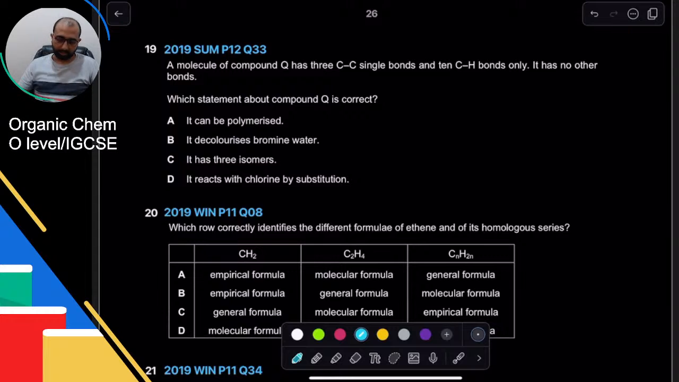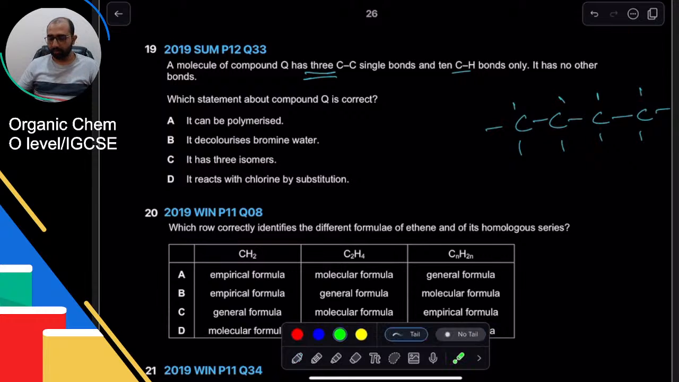Alright, let's move on. A molecule of compound Q has 3 carbon-carbon single bonds and 10 carbon-hydrogen bonds only. It has no other bonds. Okay, 3 carbon-carbon single bonds means 4 carbons. And 10 carbon-hydrogen bonds only. So 1, 2, 3, 4, 5. Let's see, are they 10? C4H10? Yep.